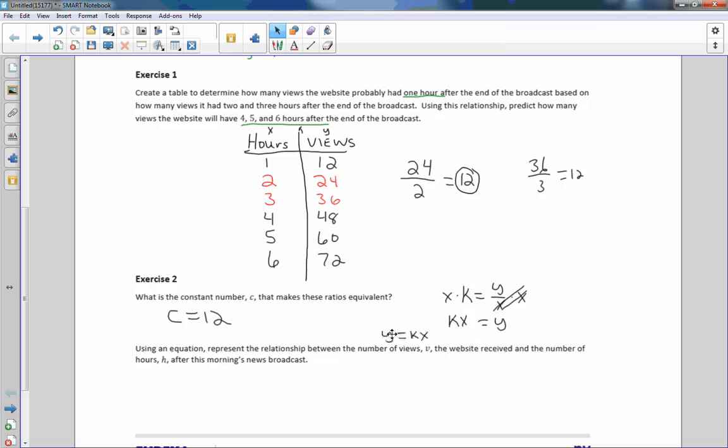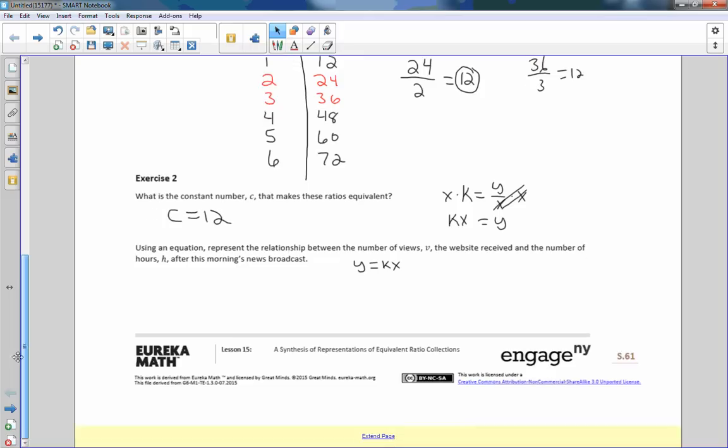And so I will move this right here. That's the equation we are going to use. Y equals KX. But in this situation, it says number of views V.